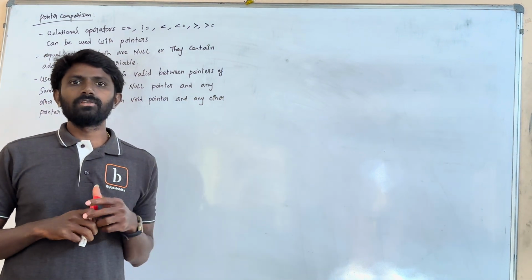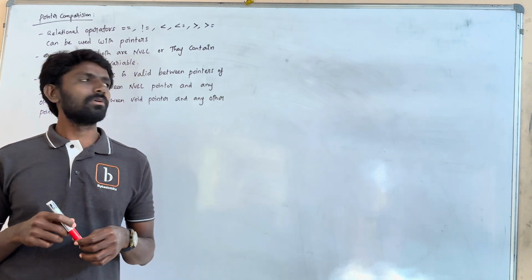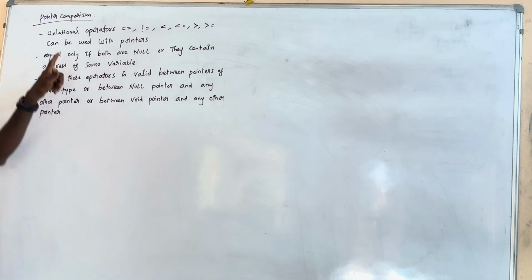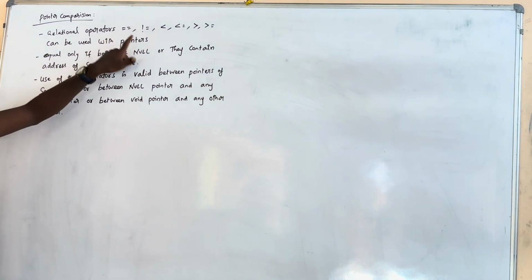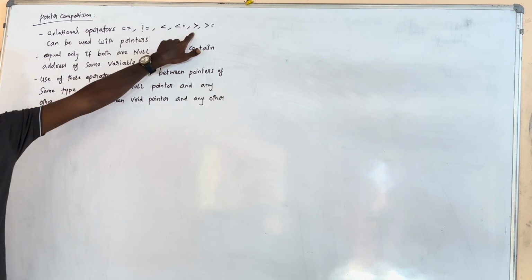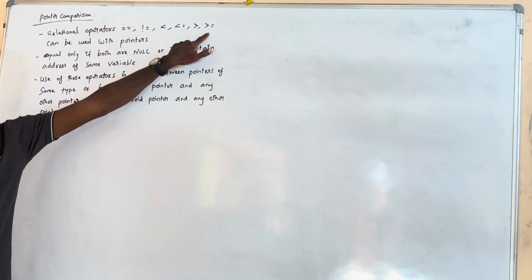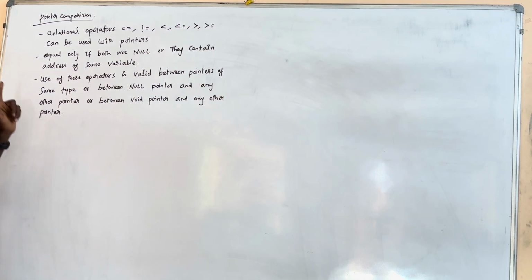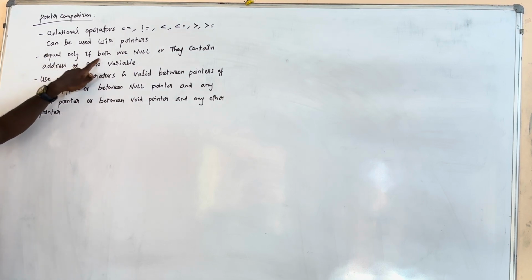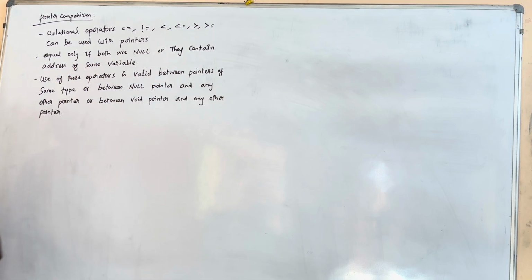Now we are going to see the relational operators. These are the relational operators you can use with pointers: equal to, not equal to, less than or equal to, greater than or equal to. All these relational operators you can use with pointers. See, two pointers are equal only if both are null or they contain the address of the same variable.